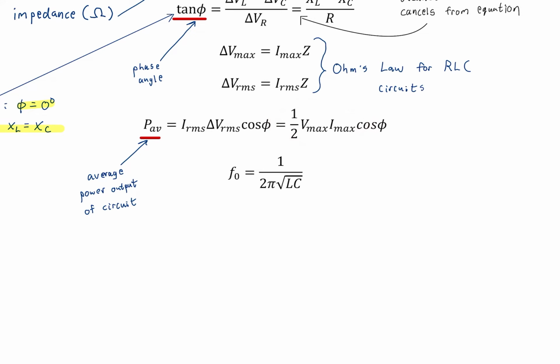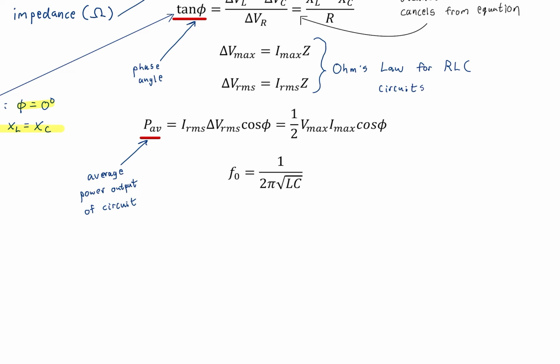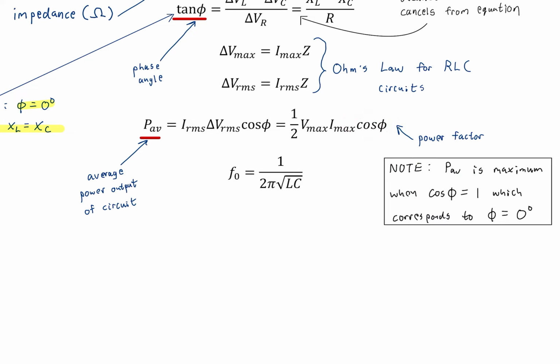And you might wonder, where does that 1/2 come from? Well, it just comes from the fact that IRMS equals Imax over root 2, and likewise for VRMS. So then we have a root 2 times a root 2. Well, the square root of 2 squared is just 2. So that's where the 2 comes from. And there's the power factor, cosine of phi, the one that's mentioned in the key terms. Note that average power is maximum when cosine of phi equals 1, which happens when phi equals 0 degrees. We saw it just a second ago, right? When the reactances are equal to each other.